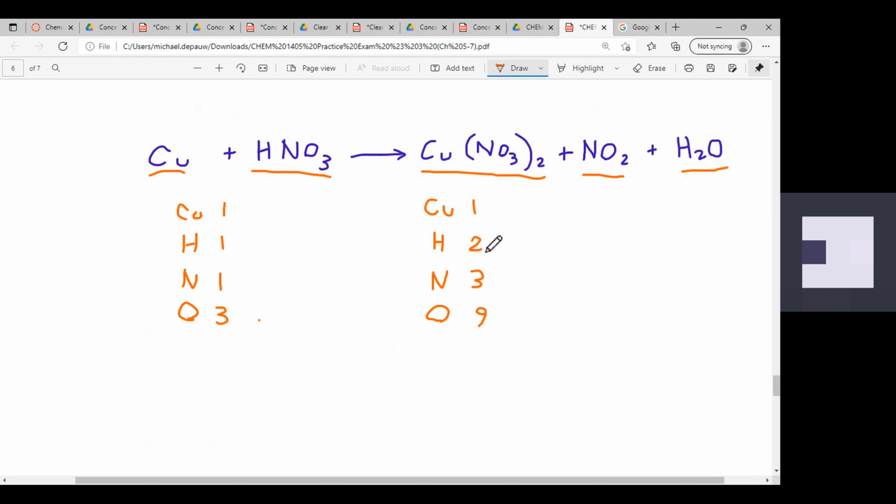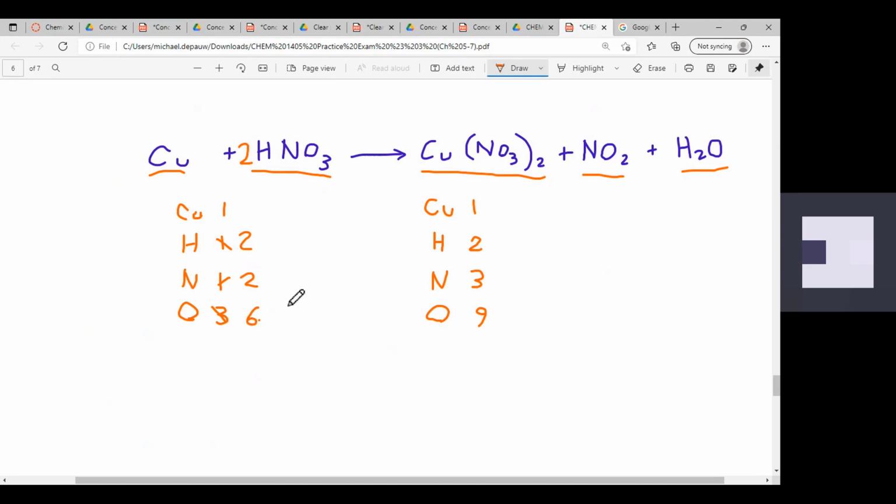All right, so then I see, okay, I have a 2 here and a 1 here. The coefficients are multipliers, so I'm going to multiply the HNO3 by 2. And that's going to multiply times each thing here, so 2 hydrogens now. And 2 times 1 nitrogen is 2 nitrogens. 2 times 3 oxygen is 6 oxygens. Now I'm going to balance my nitrogen.